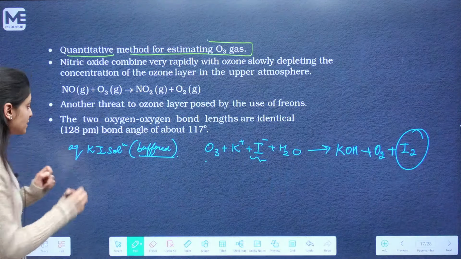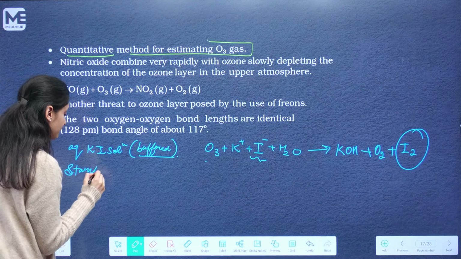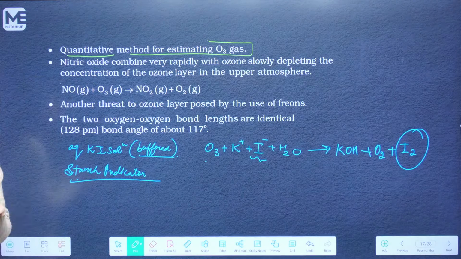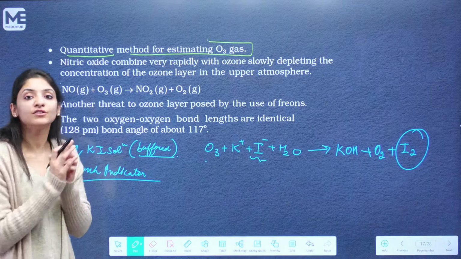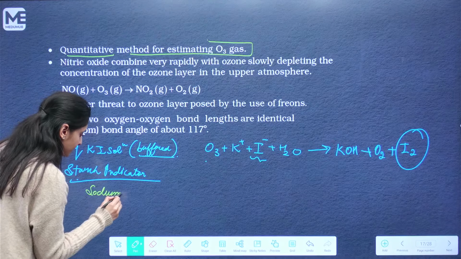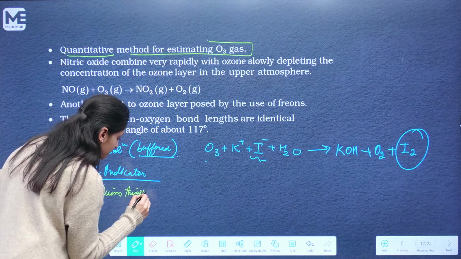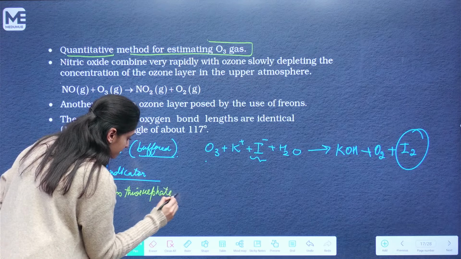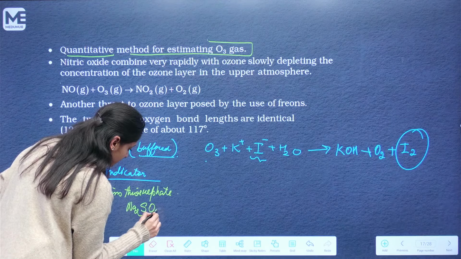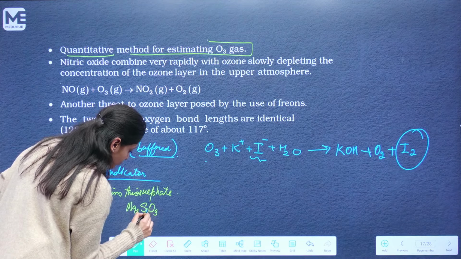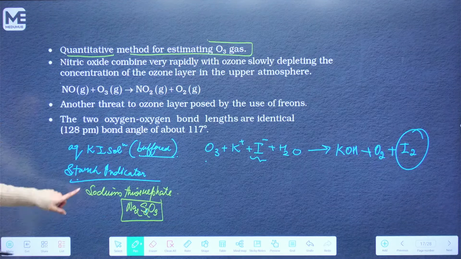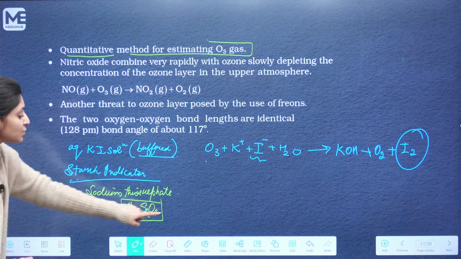To this we add a starch indicator. Starch forms a blue complex with iodine. So now the liquid in the titration flask is blue in color. To this we add sodium thiosulfate, Na2S2O3. We titrate this iodine with the starch indicator with sodium thiosulfate.